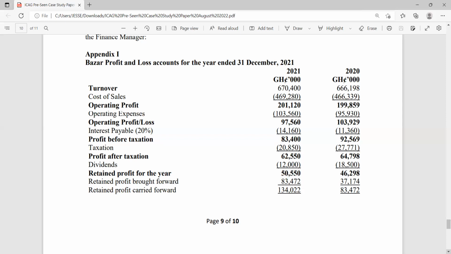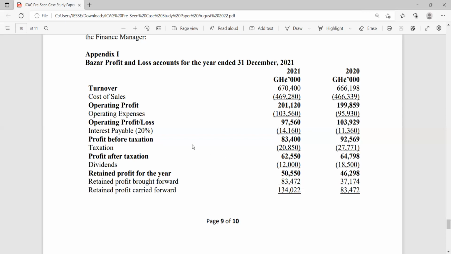Upon all this, you can see that there's only a slight increase in profits. A slight increase in profits. So I'm curious to see what's going to happen in 2022. Now, it's important to read these financials properly.